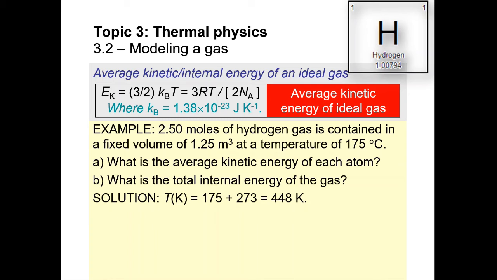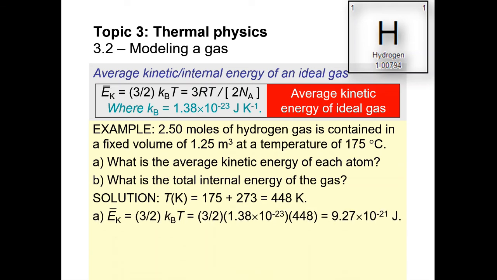Now, let us find the average kinetic energy of each atom. That is 3/2 times k_B times T. With k_B, the Boltzmann constant, 1.38 times 10 to the minus 23, times temperature in Kelvin, 448, that gives us 9.27 times 10 to the minus 21 joule. This is the average kinetic energy of each atom.